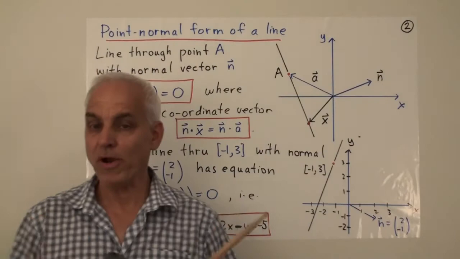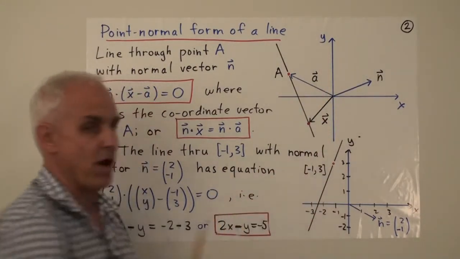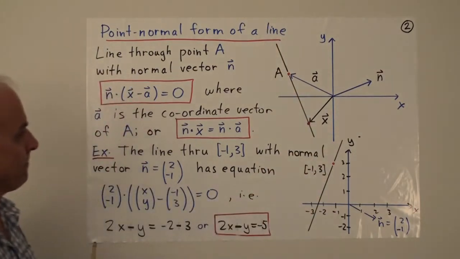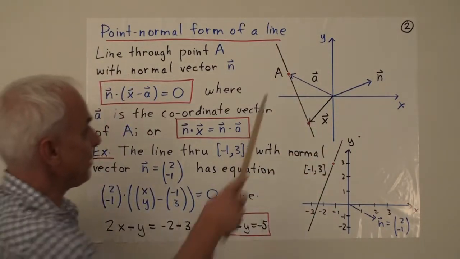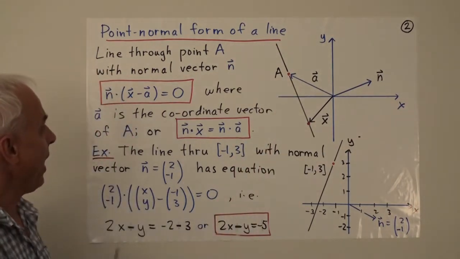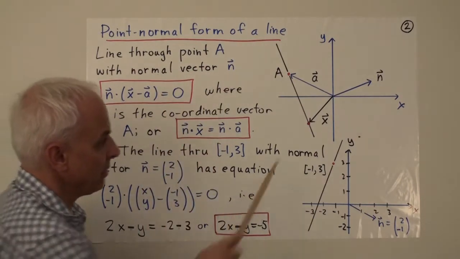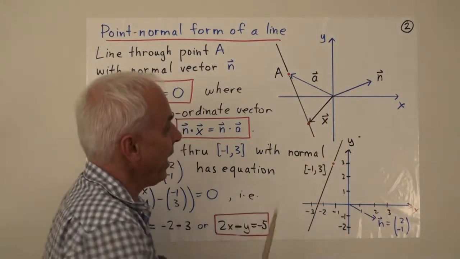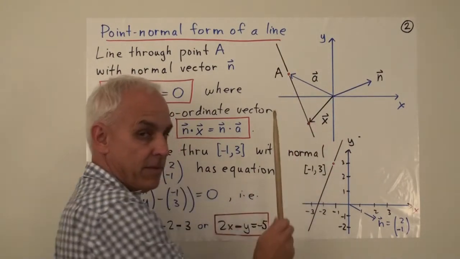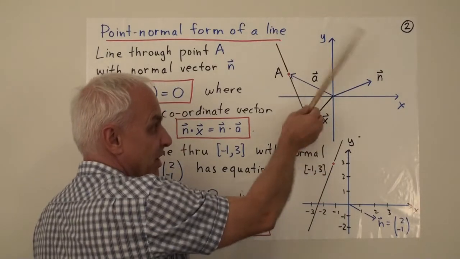So let's start with the point normal form for a line. So here's the plane with our usual x and y coordinates, and here's a particular line that we're interested in. And it's a line that happens to pass through this point, capital A. And we're told that it also has normal vector n. So here's a vector n, and this vector is a normal vector for this line, meaning that this vector is actually perpendicular to the line.